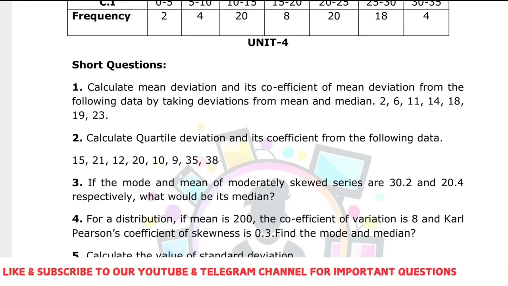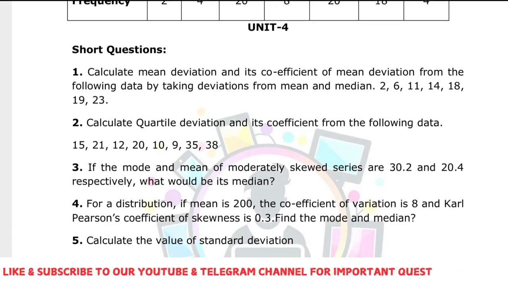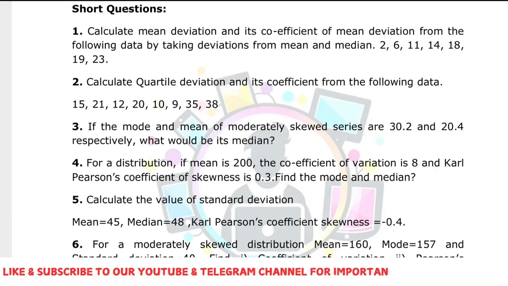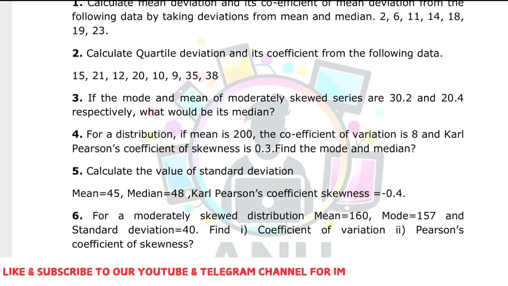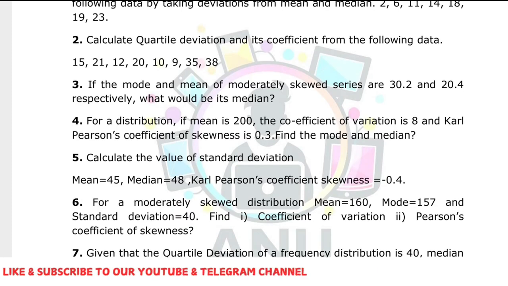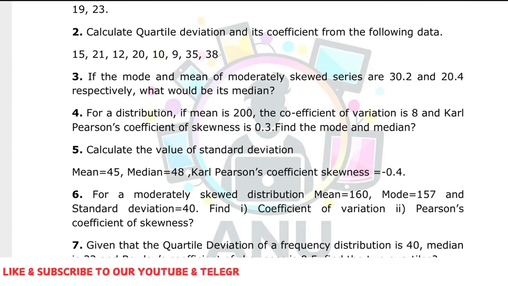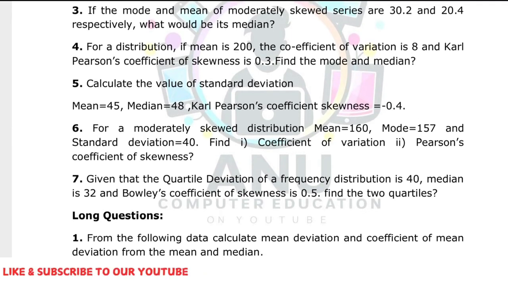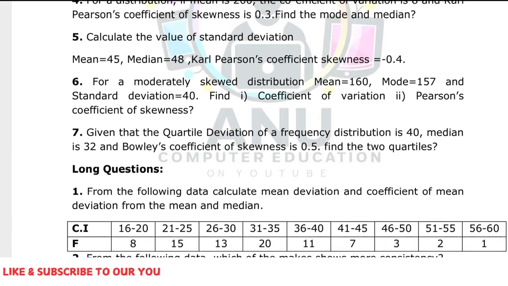Mean deviation and coefficient of mean deviation, deviations taken from mean and median, and quartile deviation and its coefficient. So these are all 4 marks questions. And these are very important questions because of the last 7 to 8 years of question papers. From this only you can expect any one of the short answers. Okay, so these questions are very important.